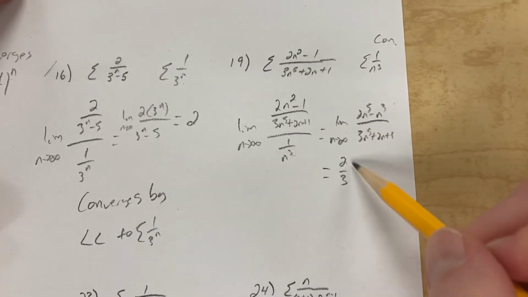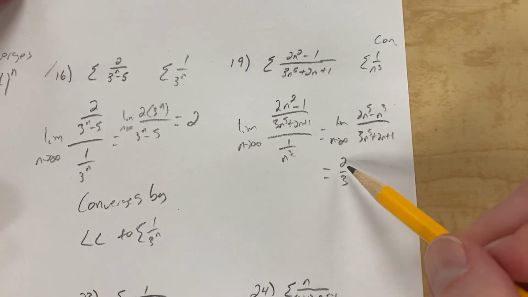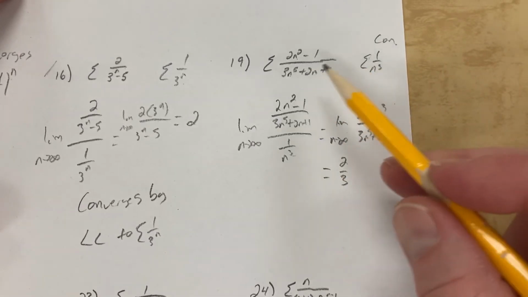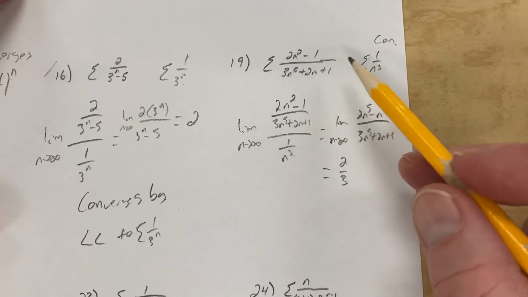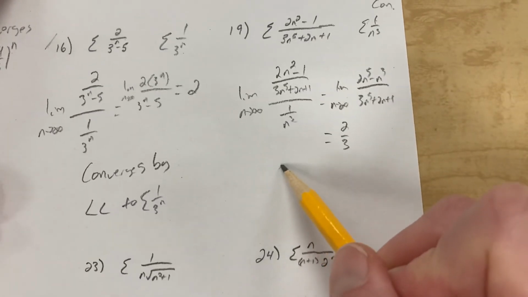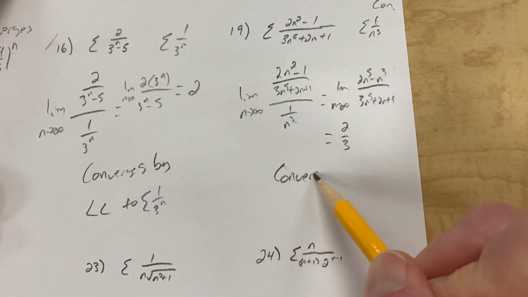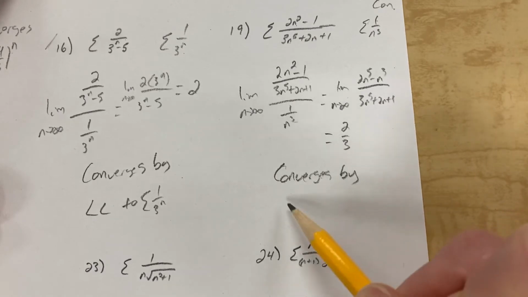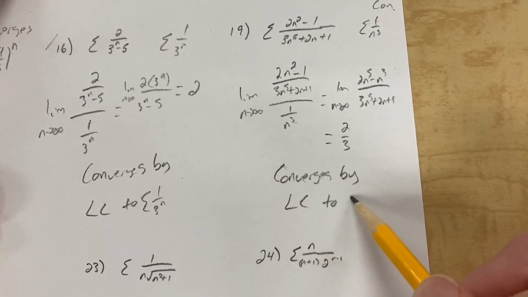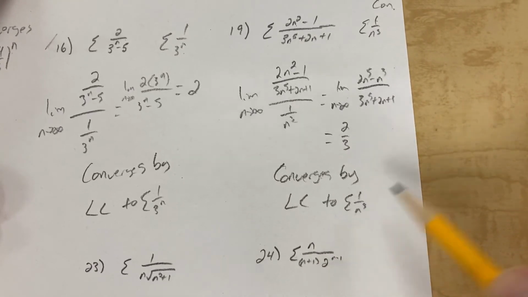And so we did get something not 0, not infinity, and that means that these two series then are of the same magnitude. They're going to do the same thing. Since this converges, our series converges. So we'd say it converges by limit comparison test to 1 over n cubed.